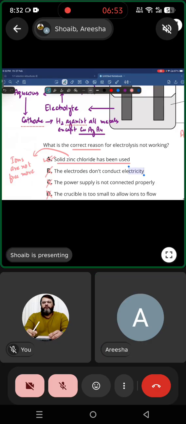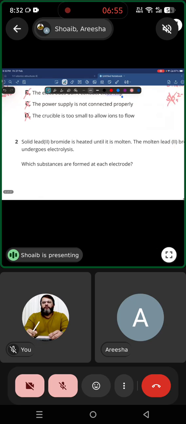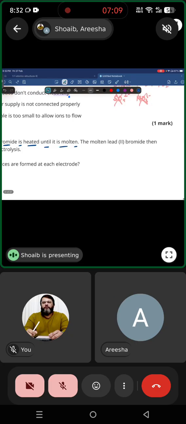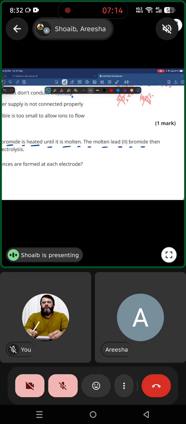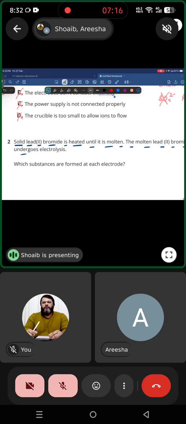Okay. Now the next question. Solid lead bromide is heated until it is molten, which means it becomes a fused liquid form. The molten lead bromide then undergoes electrolysis. Which substance is formed at each electrode?